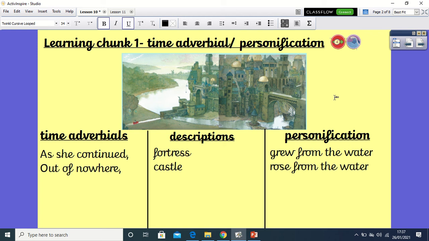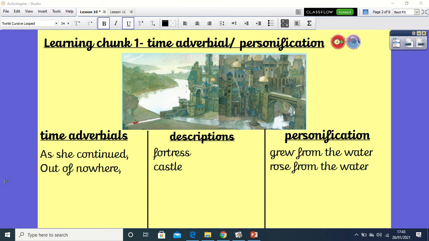So pause the video here for me and see if you can fill in some different ideas for your time adverbials, the description for what is in front of her, and then the personification, and then I will add a couple more extra ideas on there as well.